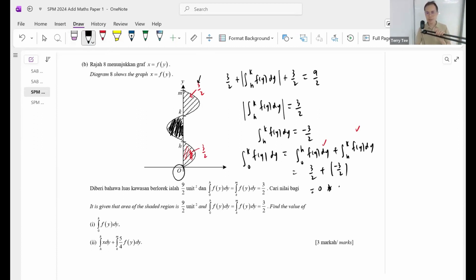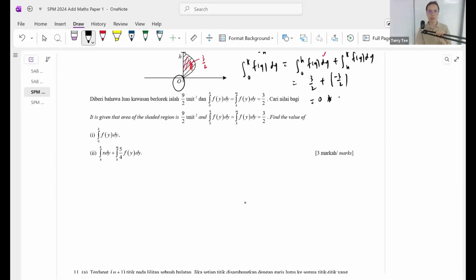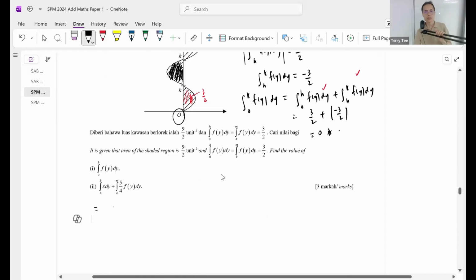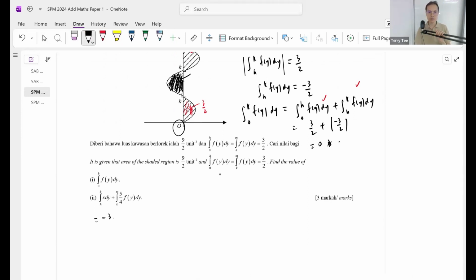Okay, haven't finished yet. We still got the second part. The second part we are finding integration of h to k plus k to m with a 5 over 4 in front. Just have to substitute inside. Let me move up. I don't have enough space. Okay, let me start from here. Your x value of h to k. Where's h to k? We are actually finding this part. H to k is on the left-hand side, right? So it's negative 3 over 2.